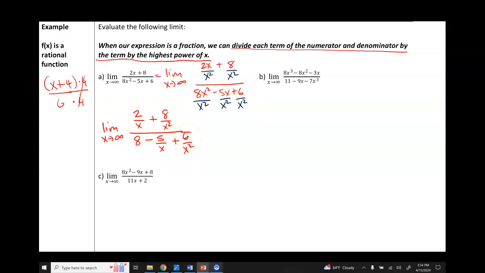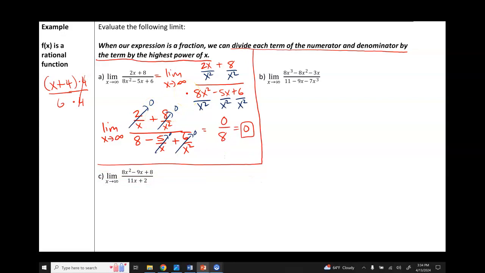Now imagine you're plugging in infinity. So infinity is a concept, so imagine you're plugging in a very, very big number, like 50 trillion to x. 2 divided by a really big number is going to be 0. 8 divided by a really big number is going to be 0. So all these are going to be 0 because we have a constant and we're dividing it by x as x approaches infinity. So we basically have 0 plus 0, which is going to be 0 over 8, and that'll be 0.